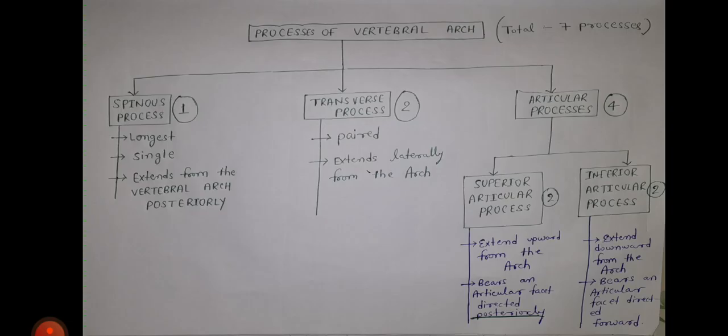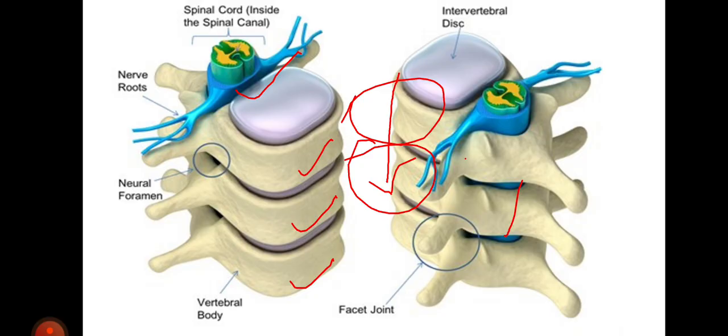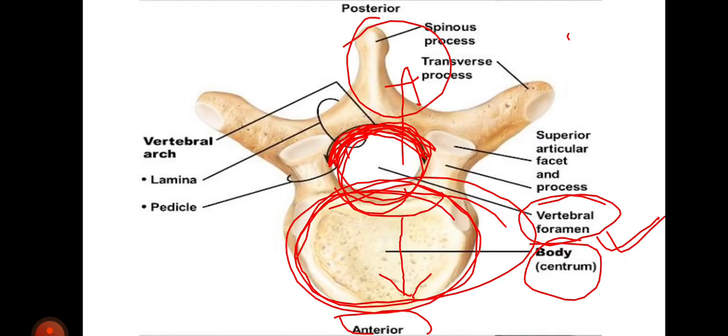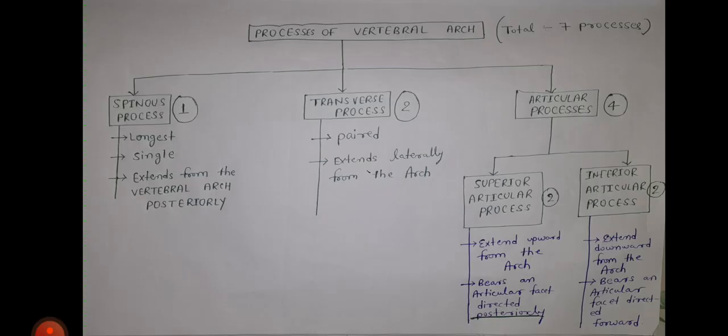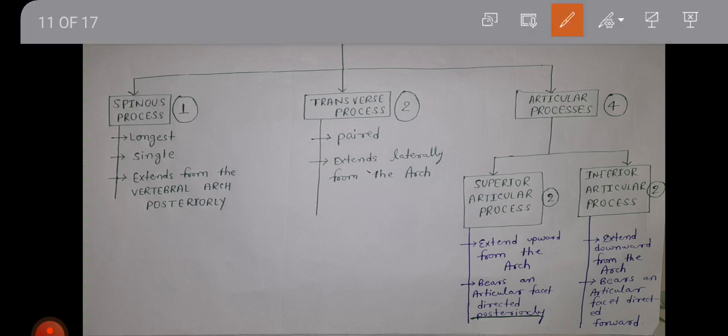Next, we will study what are the processes of vertebral arch. As you know, this is the vertebral arch. From the vertebral arch, 7 processes arise. Out of these 7 processes, one is the spinous process, transverse processes are 2 in number, and articular processes are 4 in number. I will show you an image after this, then you will understand very well.